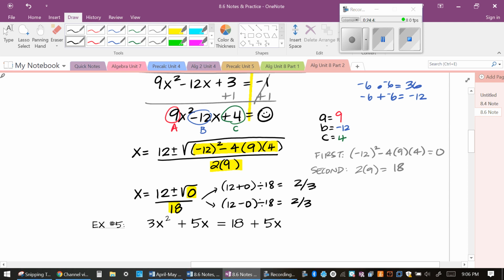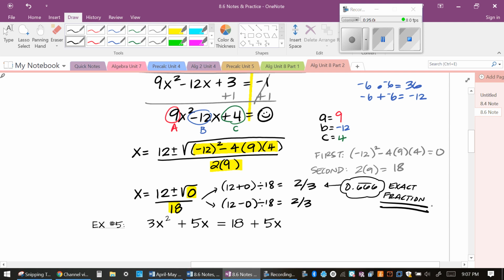Now, if you're wondering where I got 2/3, my calculator said 0.66666 repeating. That is an exact fraction. Anytime you see a repeating decimal, it means that that number can be written as a fraction. So you just need to convert it to a fraction.